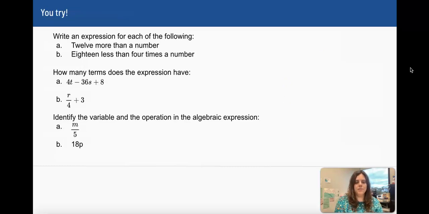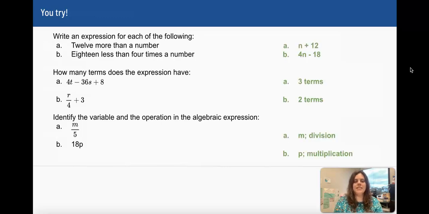Here are some similar problems for you to try. Pause the video now, try writing those out, and then press play to see the answers. Here are those answers for those problems. If you have any questions, please feel free to ask or work with a partner as you complete the practice assignment.